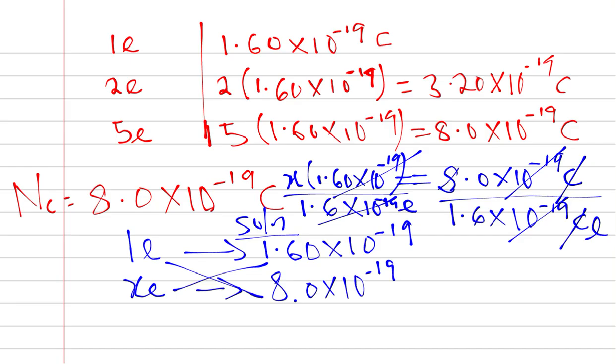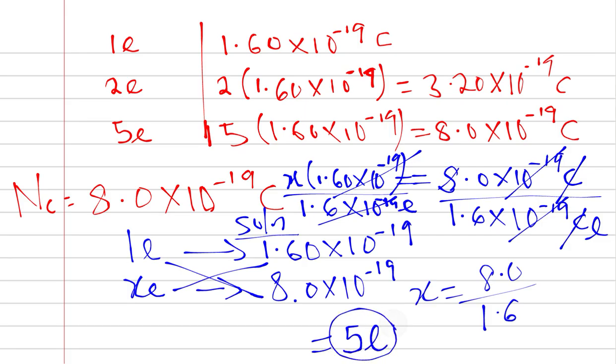So what will I have? I will have x equal to 8.0 over 1.6. 8.0 divided by 1.6 gives us 5. So 5 electrons. And you can see that when we do 5 multiplied by 1 electron, we got 8.0. That is how you do it.